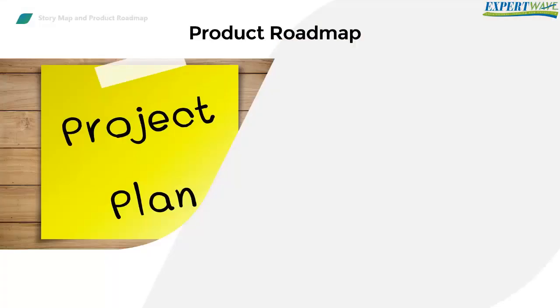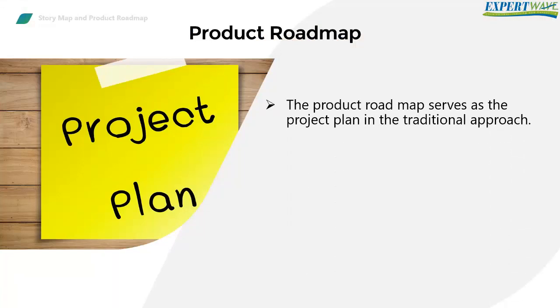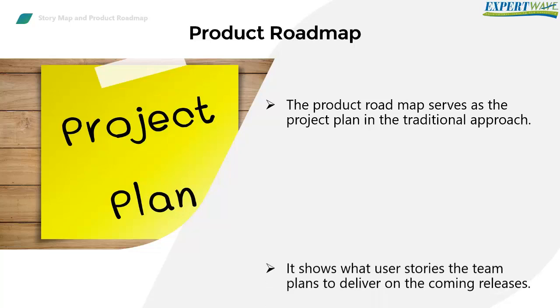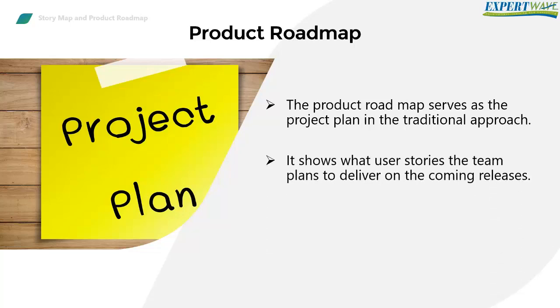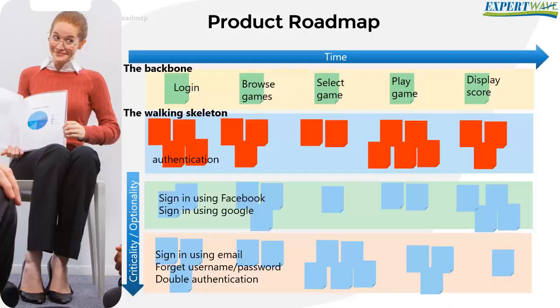What is the product roadmap? The product roadmap serves as the project plan in the traditional approach. It shows what user stories the team plans to deliver on the coming releases. We can use the story map to look at all of our user stories and decide what user stories should be included in each release. That is, of course, while keeping in mind to make each release a marvelous user experience for the users. The product roadmap will look like this.